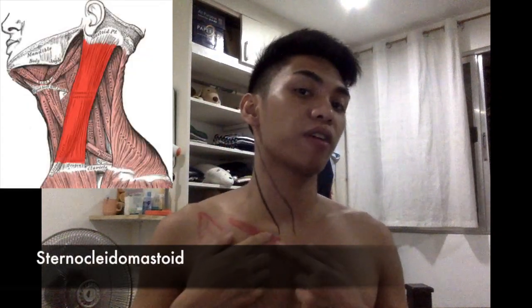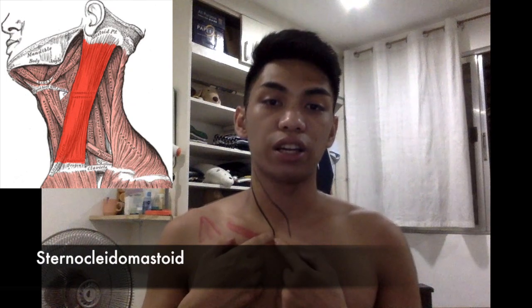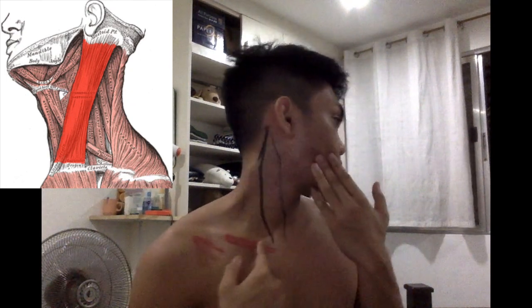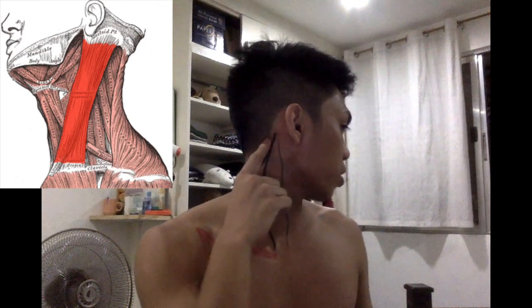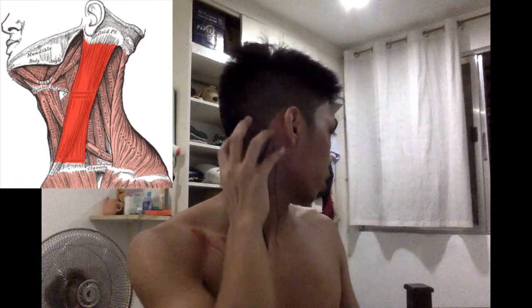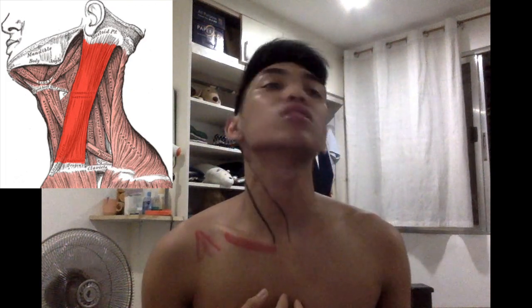So the next muscle is the sternocleidomastoid. It's located here. Its origin can be found here, near the sternum and the clavicle, right in the middle. And its insertion can be found at the mastoid process of the temporal bone, so around here, which stretches all the way here. So it's responsible for this movement.